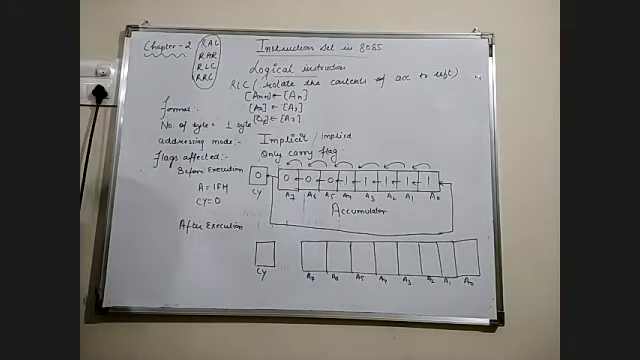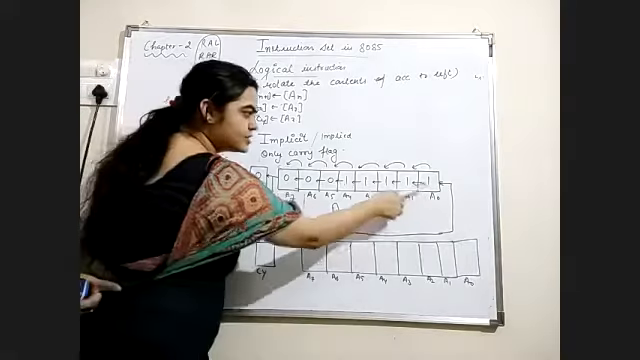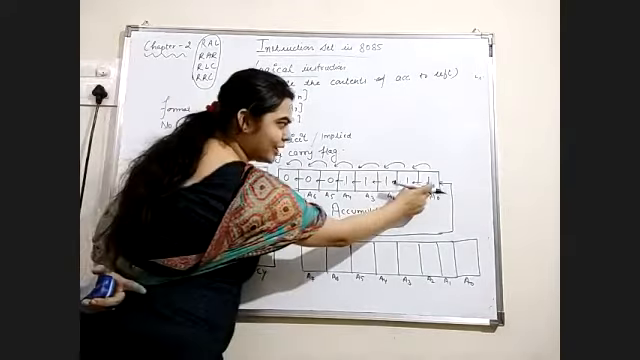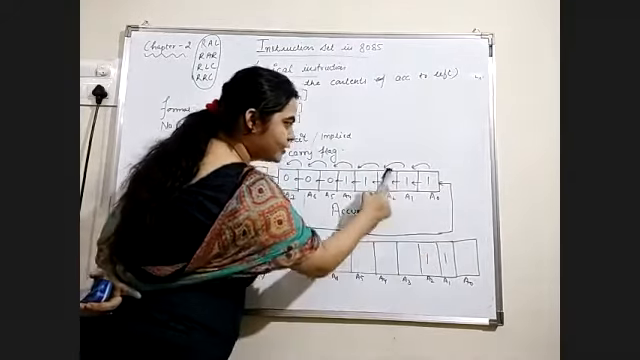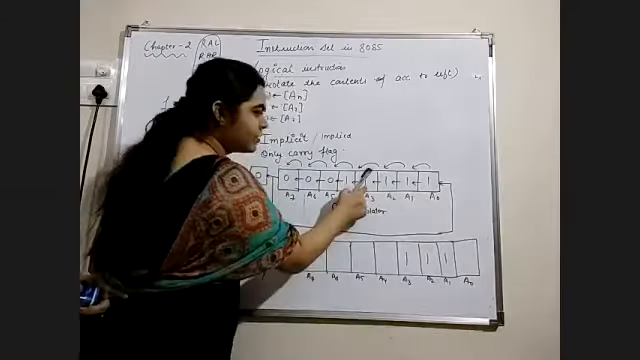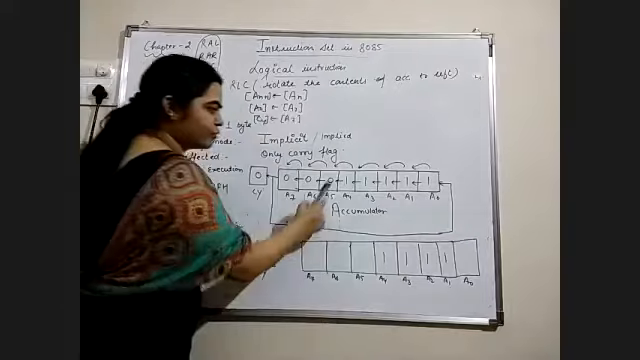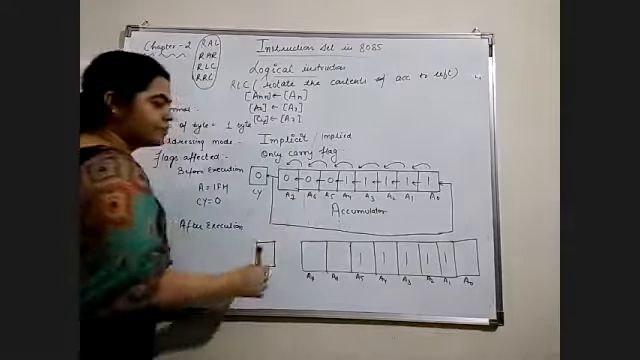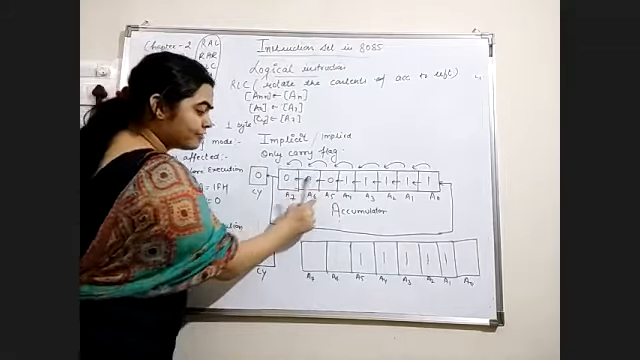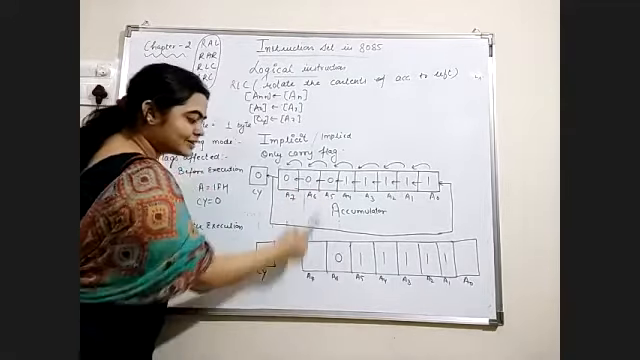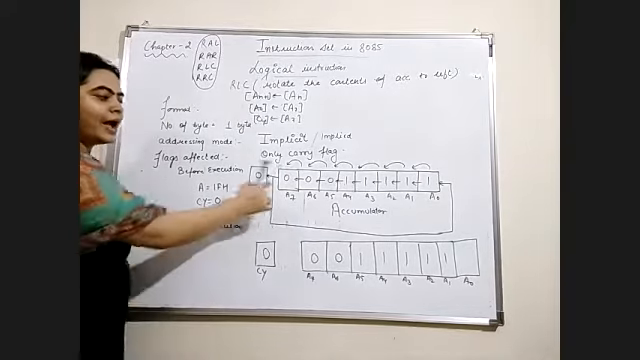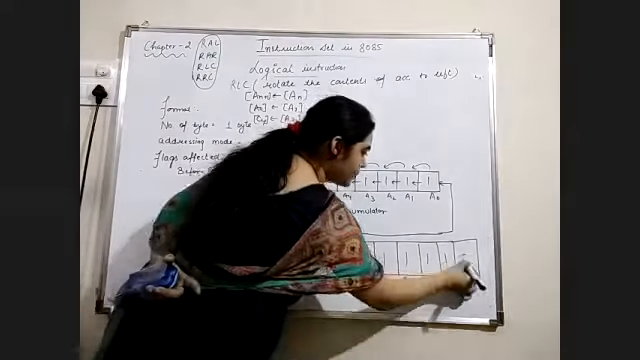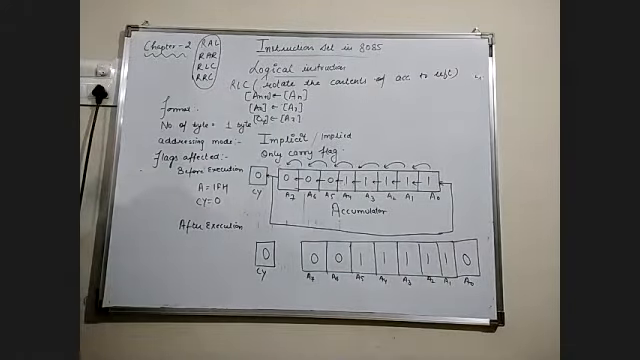Now after the execution, we can see the contents of A0 will be moved into A1. The value of A1 is moved into A2. The value of A2 will be moved into A3. The value of A3 will be moved into A4. The value of A4 will be moved into A5. The value of A5 will be moved into A6. The value of A6 will be moved into A7, and the value of A7 goes into the carry flag, as well as into the accumulator, A0 also. Okay, so this is the process after the execution.